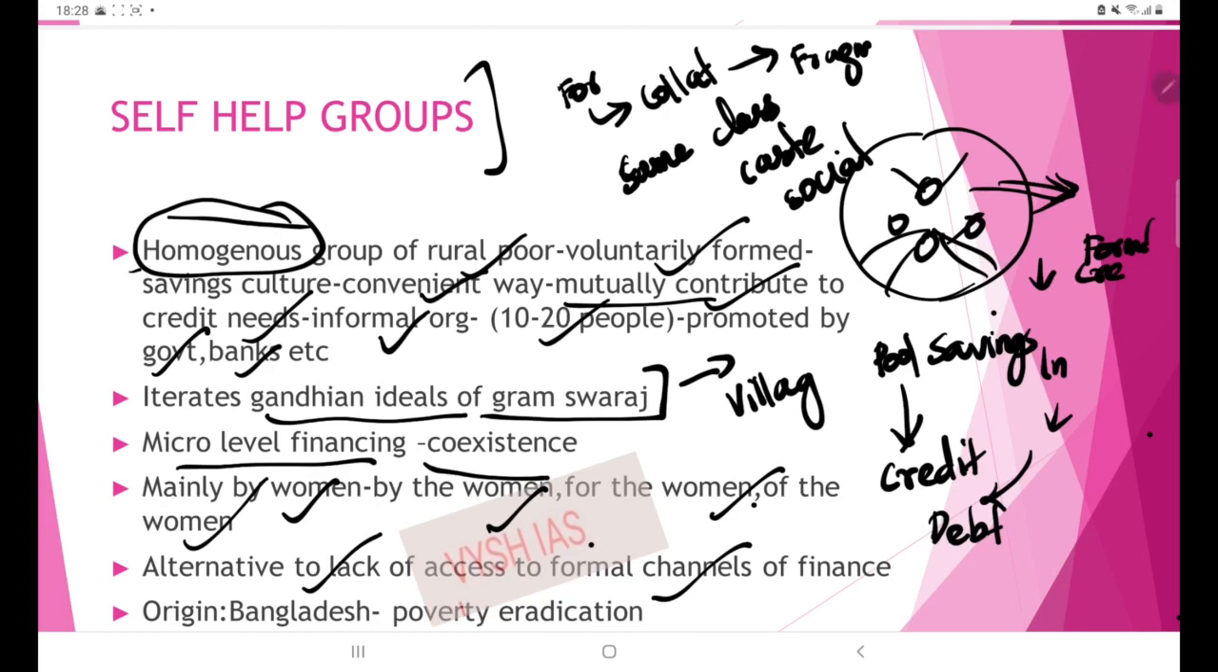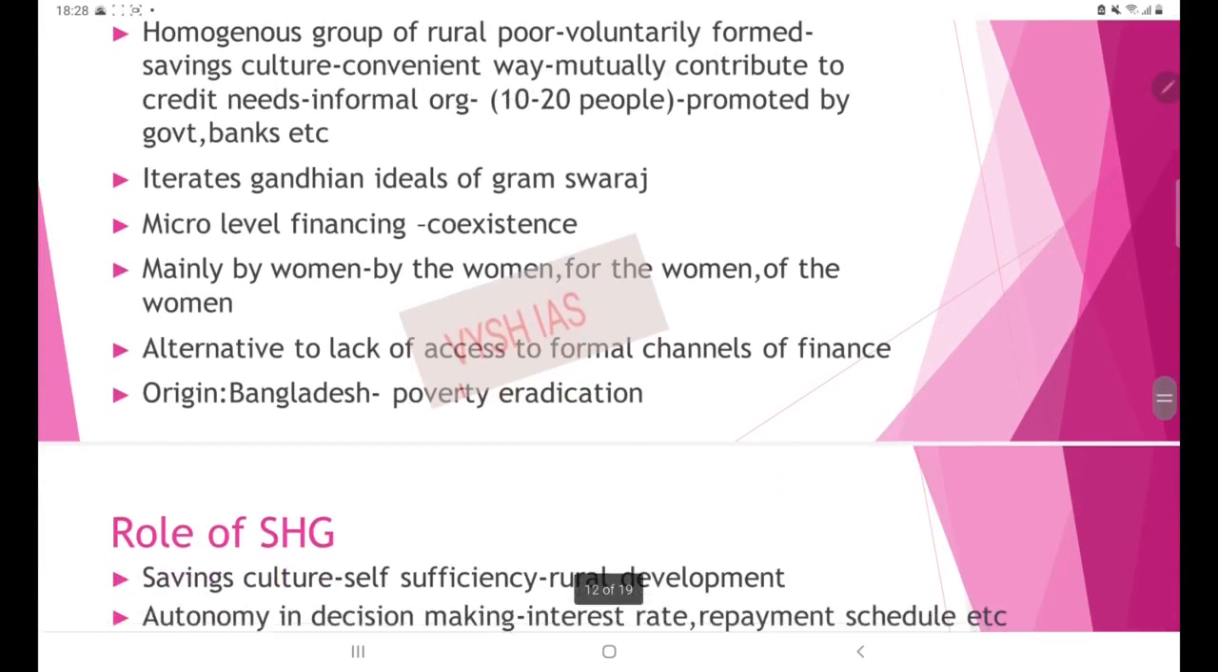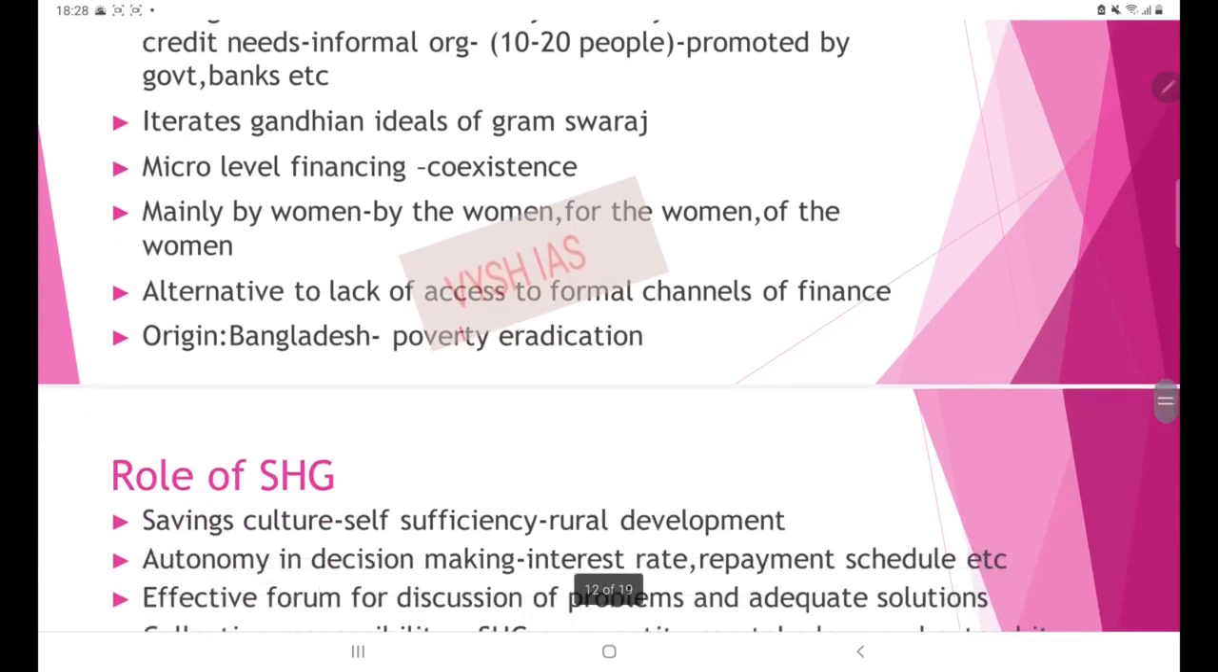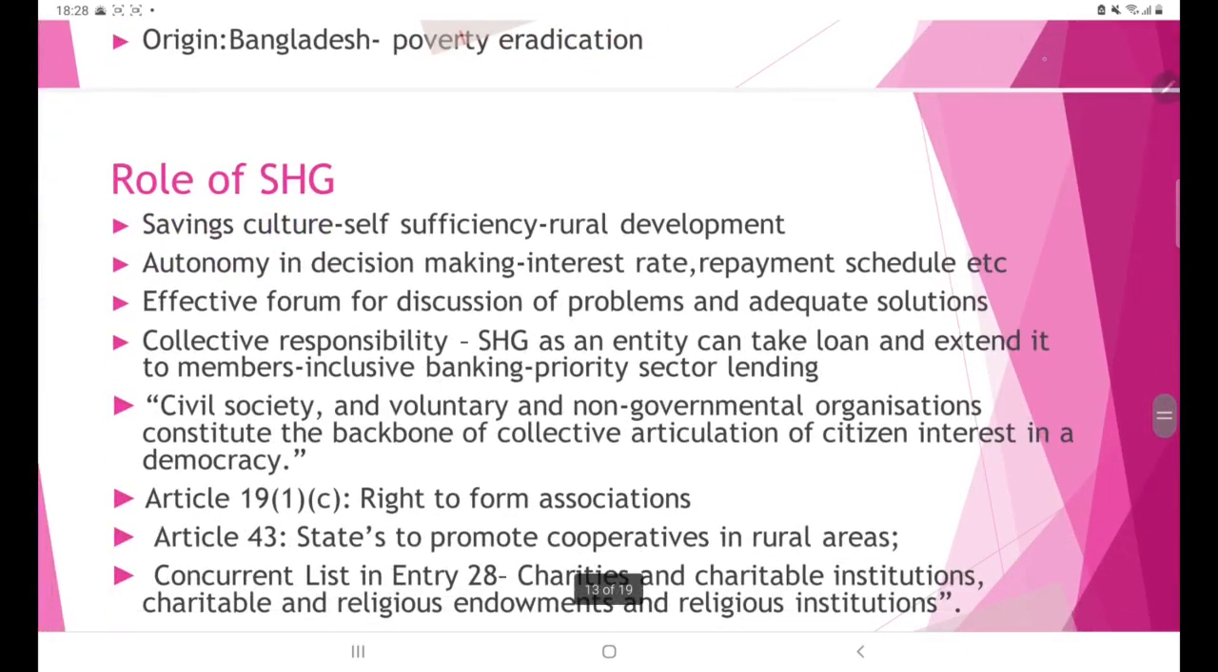Then the concept actually originated in Bangladesh as a poverty eradication tool, and it was a success there. So it was replicated in many other countries like India. Okay. Then next is the role of SHG. Then the role of SHG comes with savings culture.